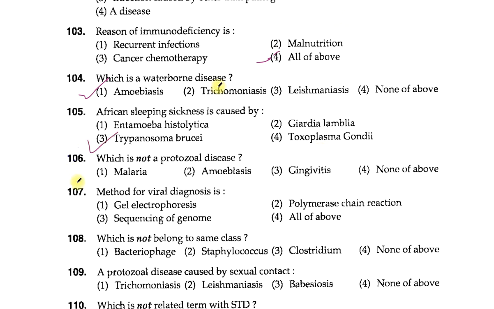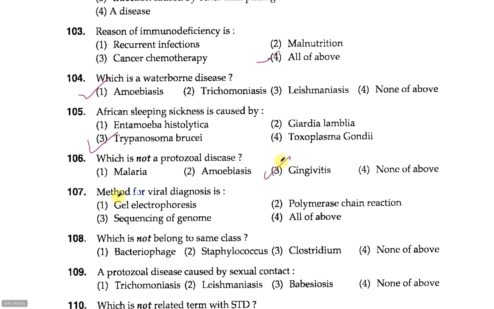Question number 106. Which is not a protozoal disease? 1. Malaria, 2. Amoebiasis, 3. Gingivitis, 4. None of the above. The option 3, gingivitis, is correct. Gingivitis is caused by bacteria like Streptococcus, Fusobacterium, Actinomyces.